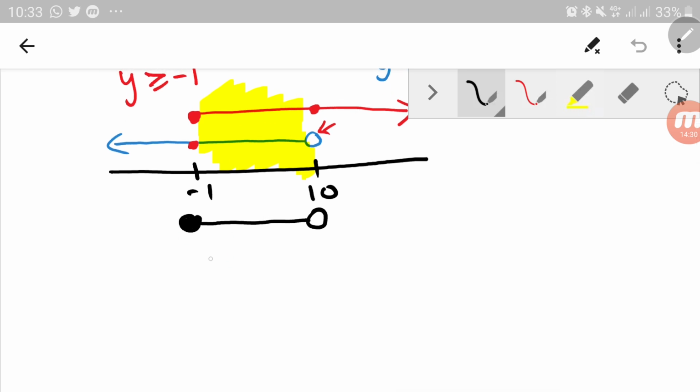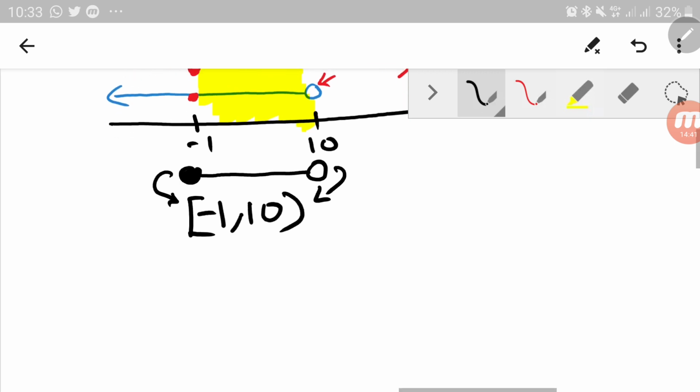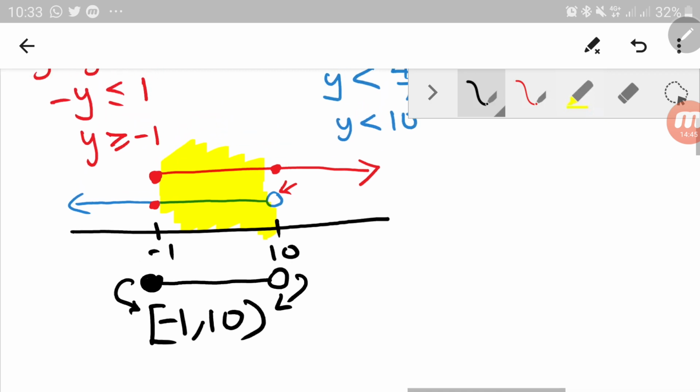So how to write this in bracket form, minus 1 until 10. The 10 here is an open bracket. The minus 1 here is a close bracket. Okay, so that is the answer.